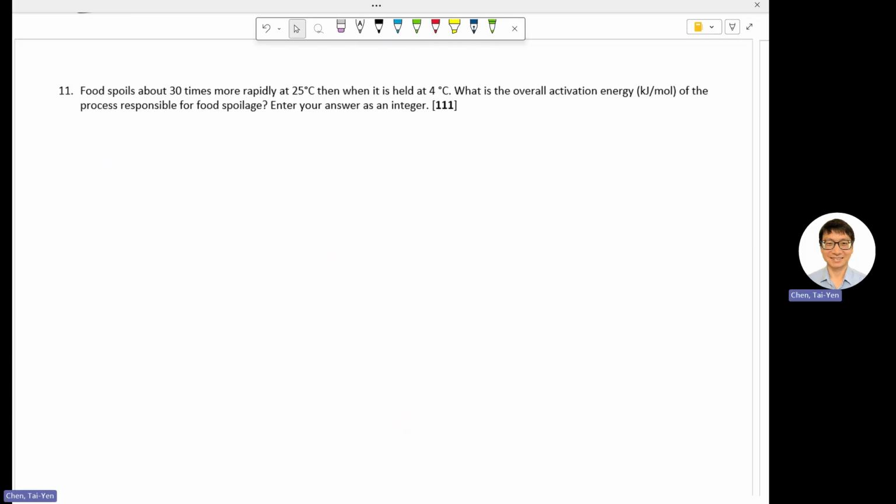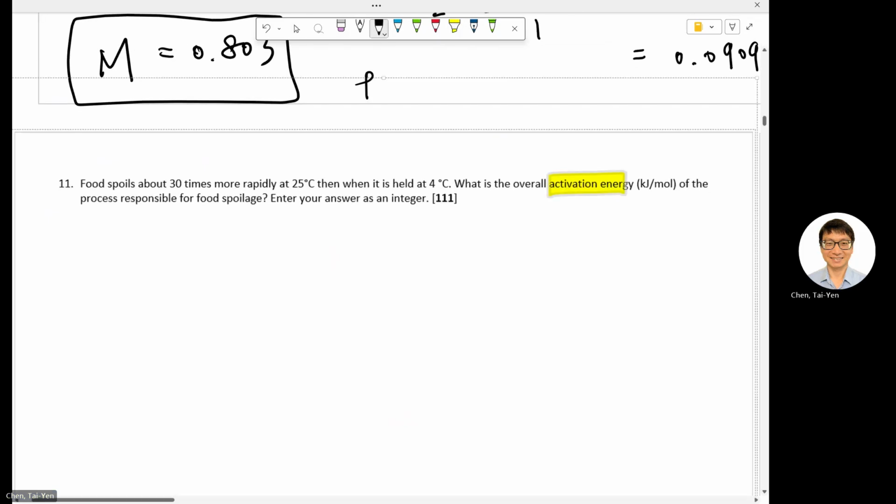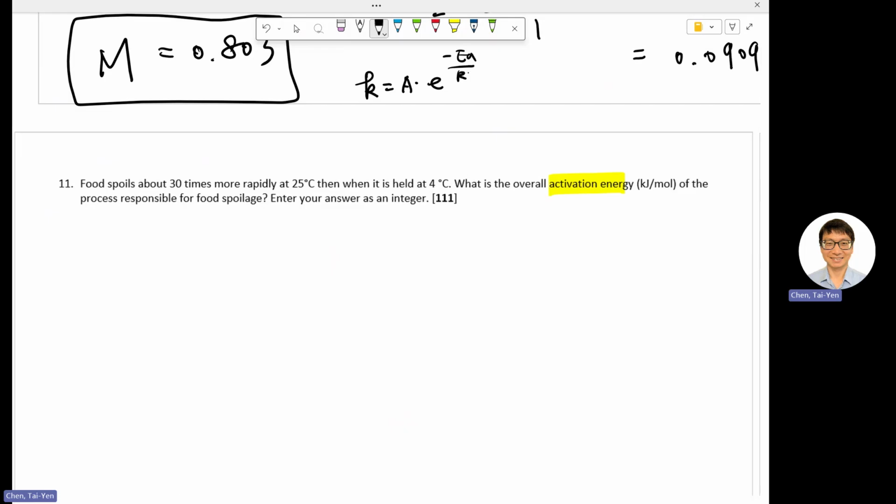Okay, activation energy. Every time you see activation energy, there are only two equations, right? The first equation is A is A times exponential negative EA over RT. That's the first equation. The second equation is natural log K1 over K2 equals EA over R times 1 over T2 minus 1 over T1, right? So every time you see activation energy, you know you will use one of these equations.